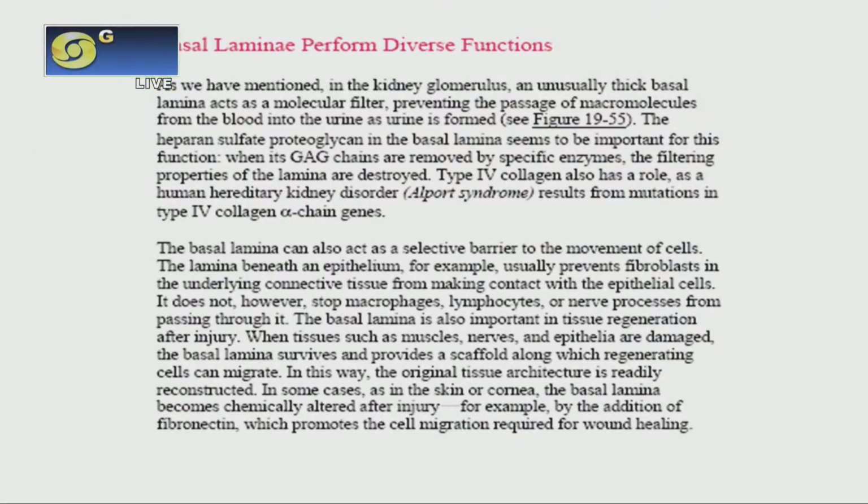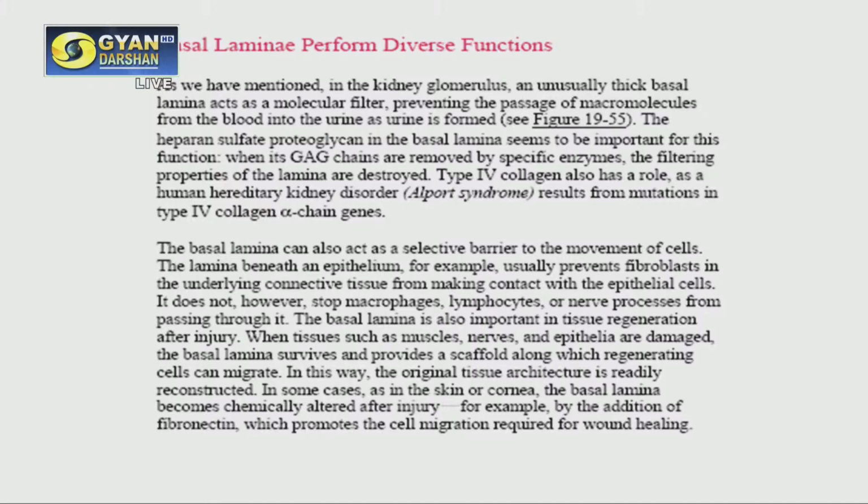It allows those molecules to pass through the basal lamina, and finally they come to the surface and then the healing is done. So that is also an important function of basal lamina, that it allows this kind of macrophage or defense cells to come to the surface. When tissues such as muscles, nerves and epithelia are damaged, the basal lamina survives and provides a scaffold along which the regenerating cells can migrate.